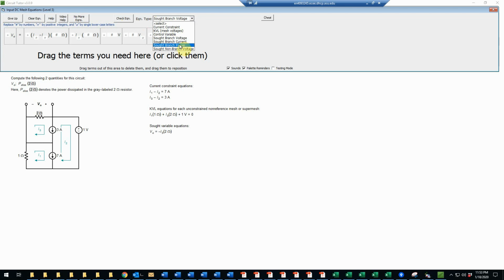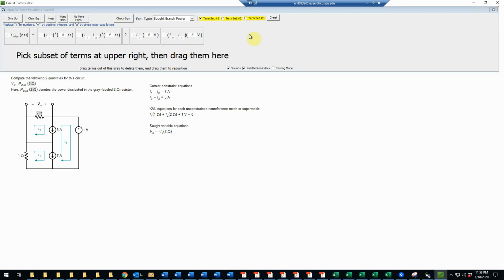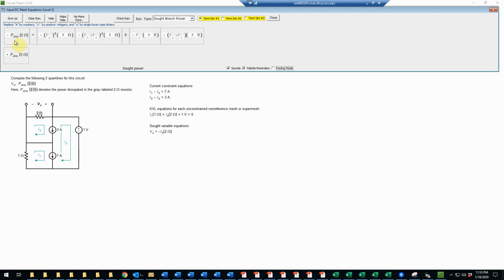Now we have to write a sought branch power equation. And as usual, there are several palettes of terms we can use if we need them to write sought powers, but we're just going to use this one for now. So we have the dissipated power in the 2 ohm resistor is equal to a single mesh current going through that resistor. So we're going to use the I squared R formula with a single mesh current, and that will just be I3 squared, since that's the current going through that resistor, times the 2 ohm. So we'll check that equation. And that is correct. So now we have all of the required equations to describe the circuit. So we'll click No More Equations.